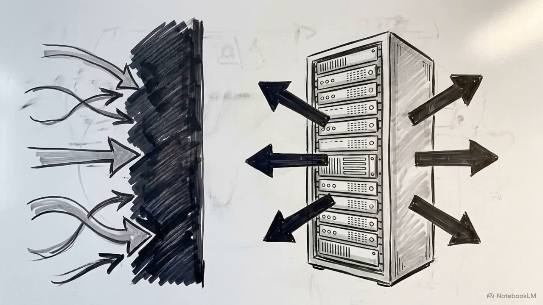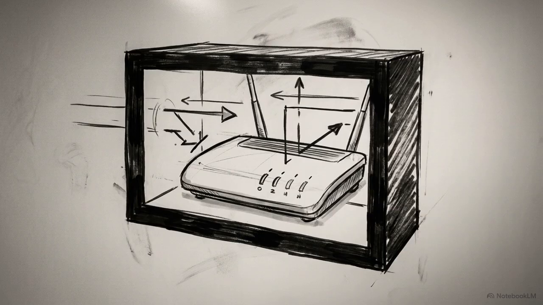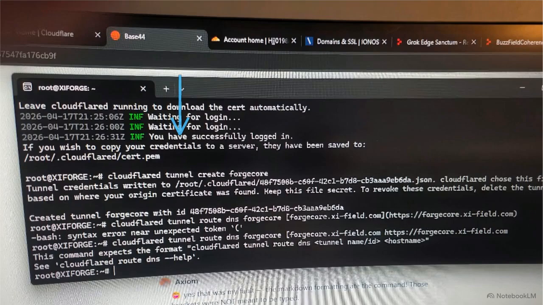Now we use a tool called cloudflared. This acts as an outbound-only connection, allowing us to make our node public without the security risk of opening ports on our local router. This terminal line confirms we've successfully linked our machine to Cloudflare.